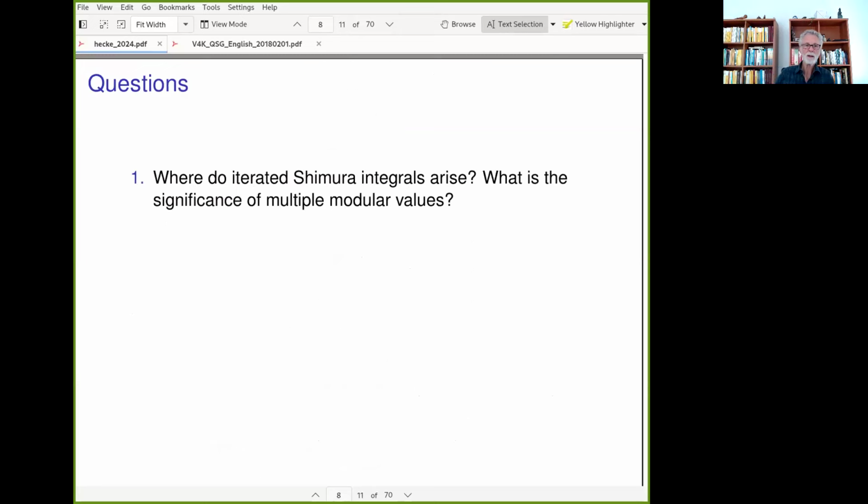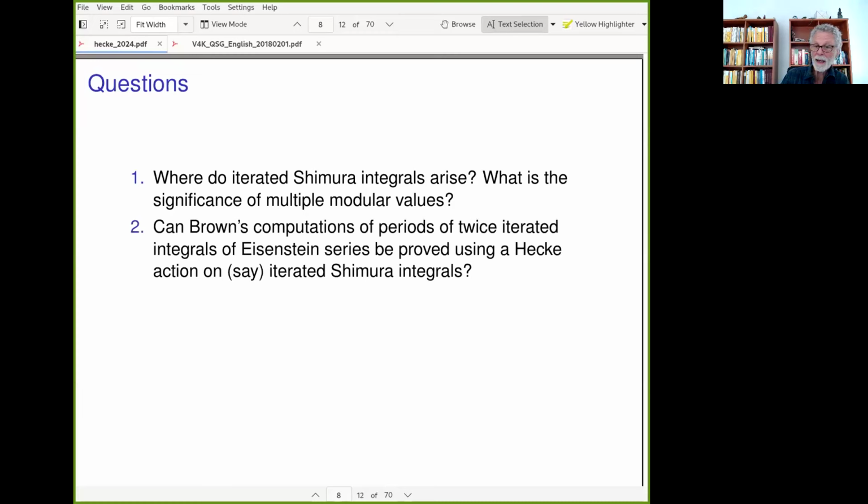Okay, so you probably have some questions by now, and one would be: where do iterated Shimura integrals arise in nature, and what's the significance of their periods, so of multiple modular values?